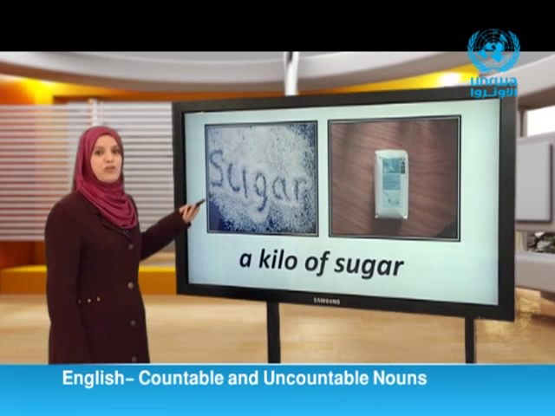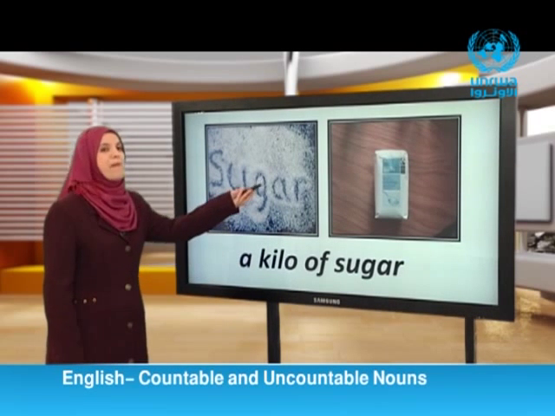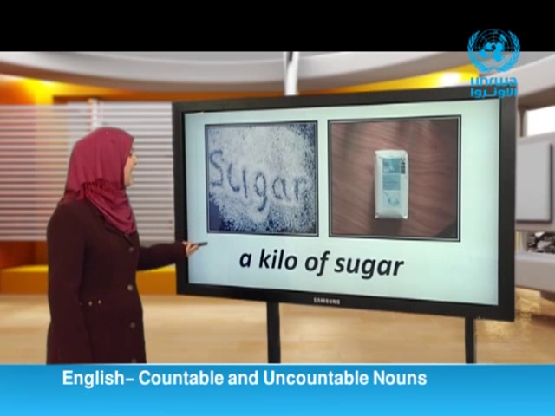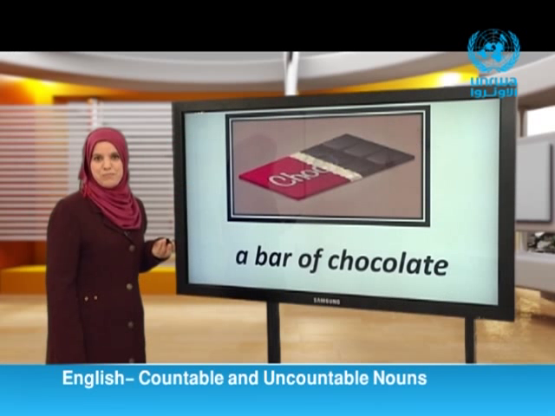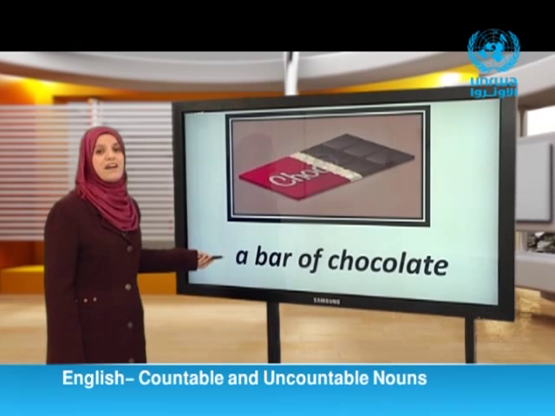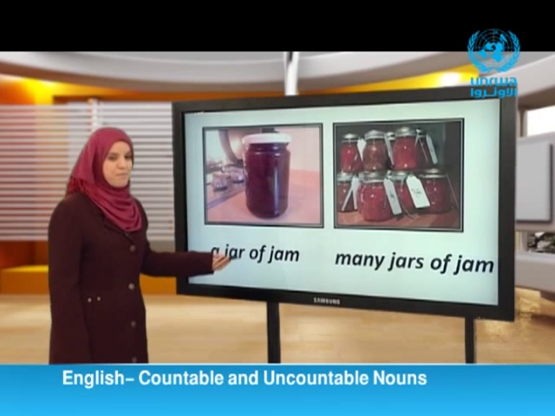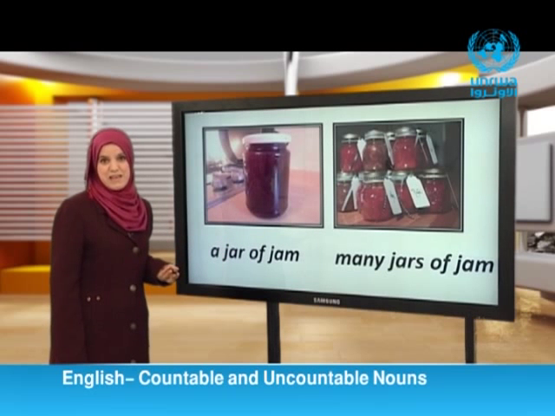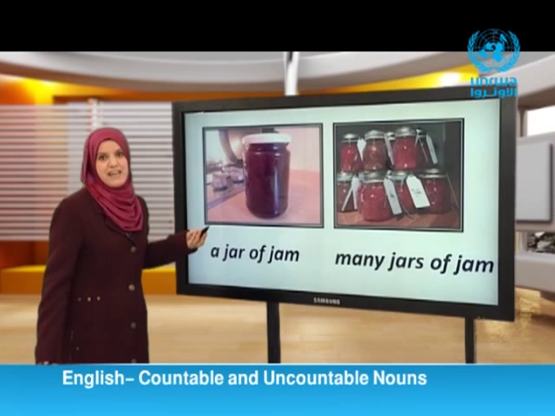We can't count sugar, but we can count kilos of sugar or packets of sugar. This is a kilo of sugar. A bar of chocolate. We can't count chocolate, but we can count bars of chocolate. This is a bar of chocolate. A jar of jam, many jars of jam. But can we count the jam in the jars? No, it's uncountable.